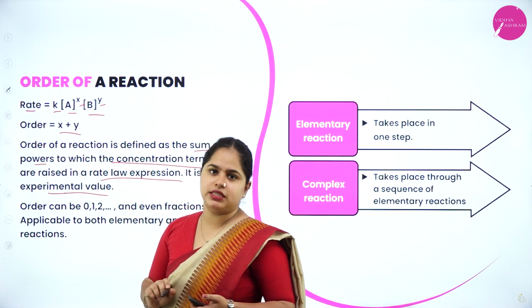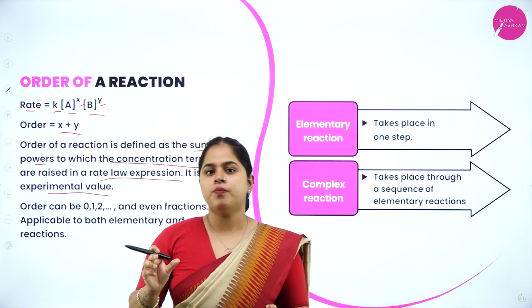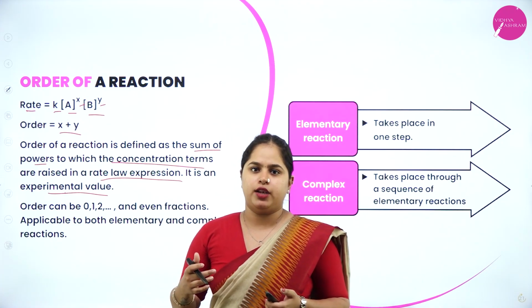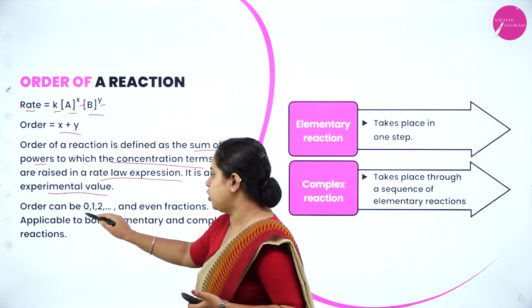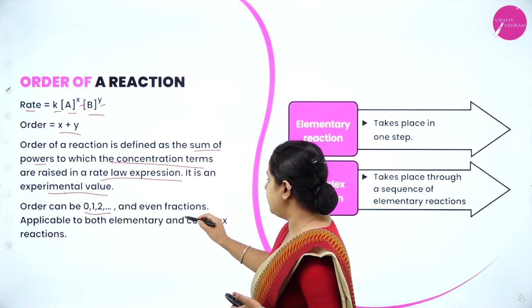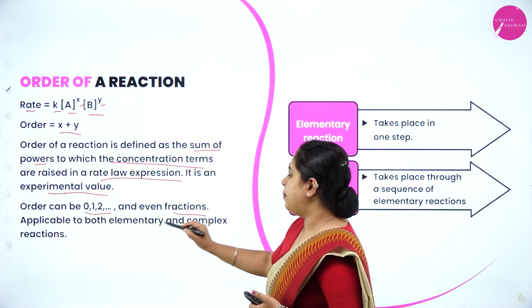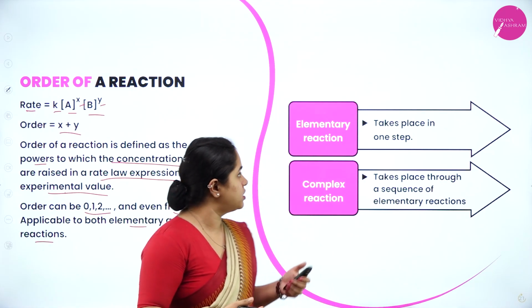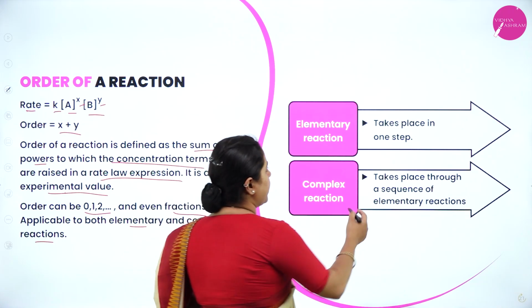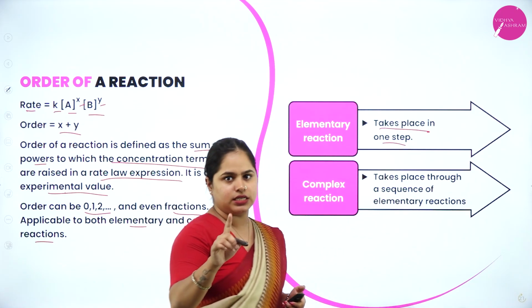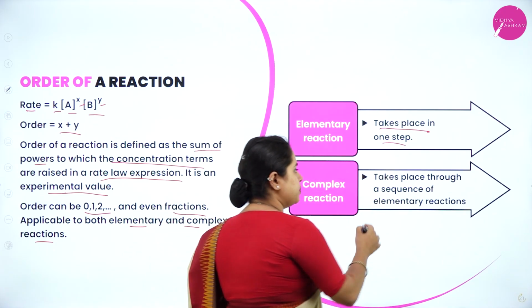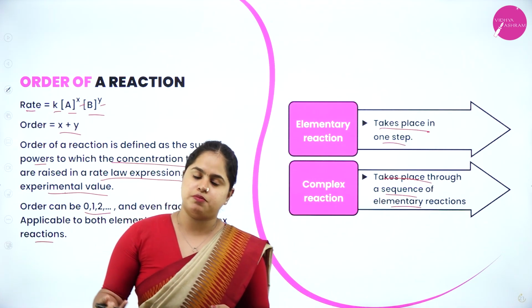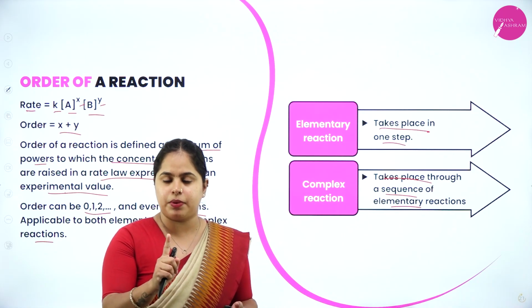So, it is an experimental value, okay? Just from the balanced chemical equation we cannot write it. It is an experimental value. Okay. So order can be 0, 1, 2, etc. and even fractions also. Applicable to both elementary and complex reactions. So elementary reactions, what are elementary reactions? Those reactions which take place in only a single step. Okay, and complex reaction means it takes place through a sequence of elementary reactions. That means many steps will be there. Elementary means single step reaction.